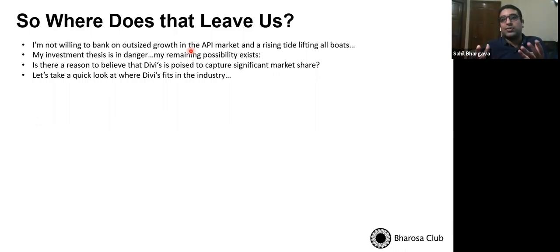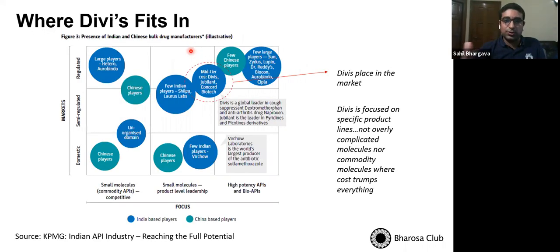But to answer this question, we're going to have to understand where Divis falls within the industry, how it compares to its competitors, etc. Is there some reason to believe that Divis is going to grow faster than the market, basically? So if I looked at the information that I had, we found a chart that basically lays out how the industry looks. It's a complicated chart, so I'll just explain it somewhat. So on the vertical axis, we have the type of market, whether it's regulated, semi-regulated, or domestic.